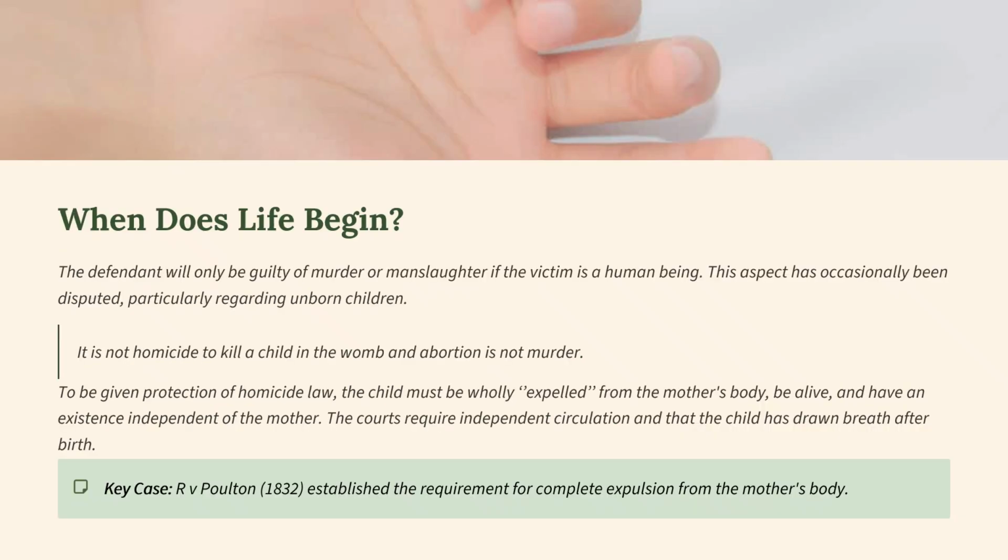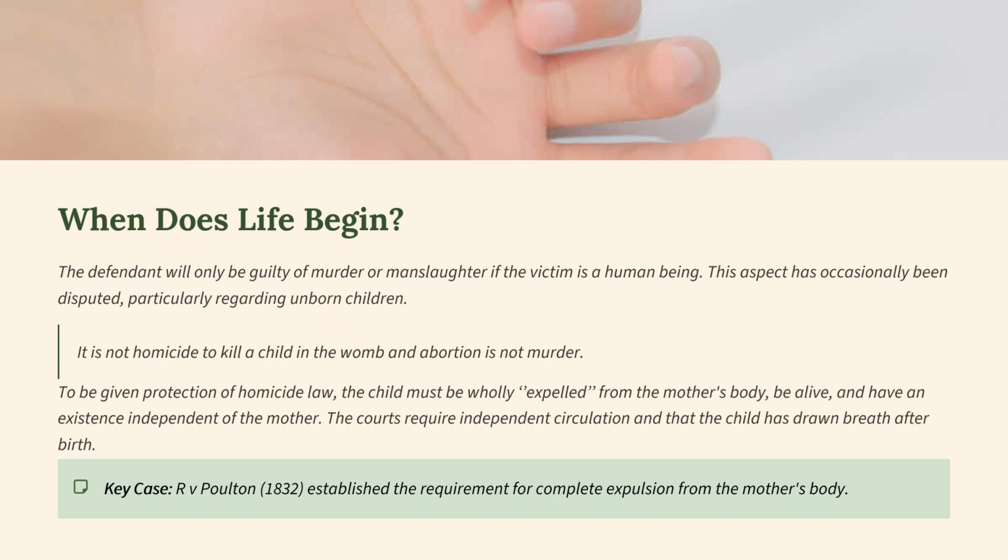Some points to know about when life begins. The defendant will only be guilty of murder or manslaughter if the victim is a human being. This aspect has occasionally been disputed, particularly regarding unborn children. It is not homicide to kill a child in the womb, and abortion is not murder.